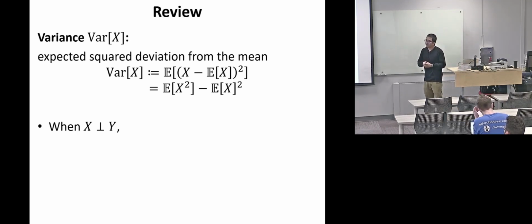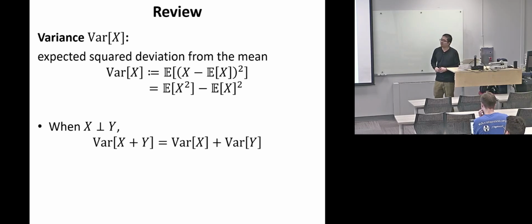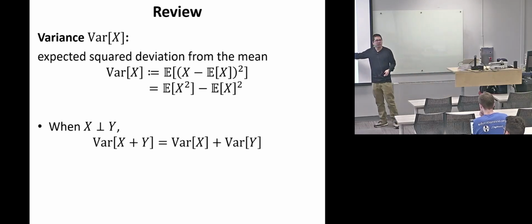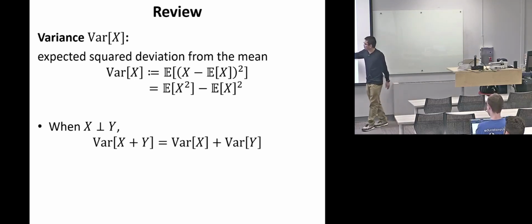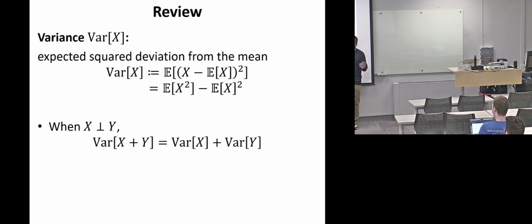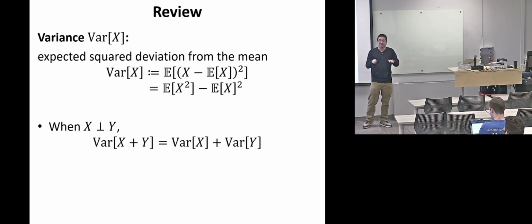So now, when x and y are independent, you can prove that the variance is linear as well. And again, this is not true in general. For expectation, this is always true. For variance, this is true only when the two variables are independent.